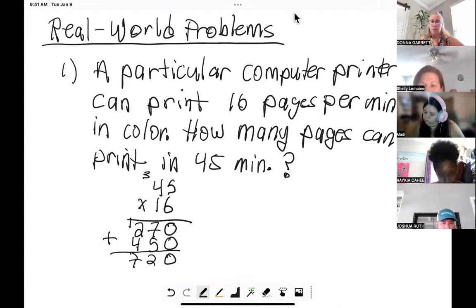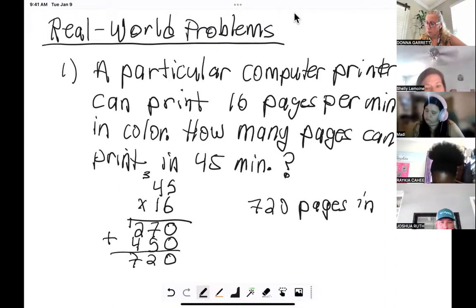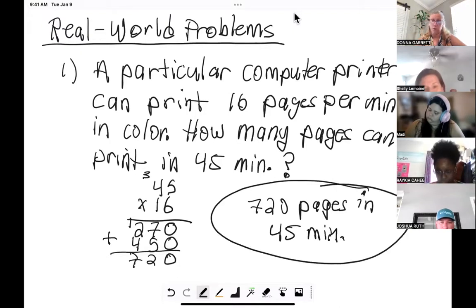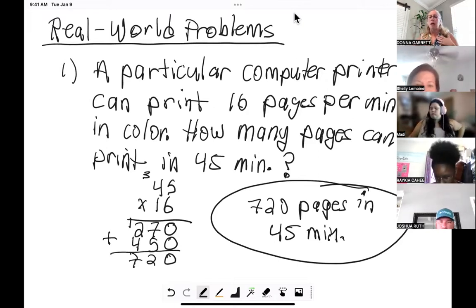And then you should always finish with words. I always say a word problem is about words. Finish it with words. 720 pages in 45 minutes. You don't just want to get the answer. It's a word problem, so finish it with words. I mean, a real world problem. I think word problem gives everybody palpitations. Oh my gosh, the word problem. No, it's just a real world problem. That's all. Something you use every day.